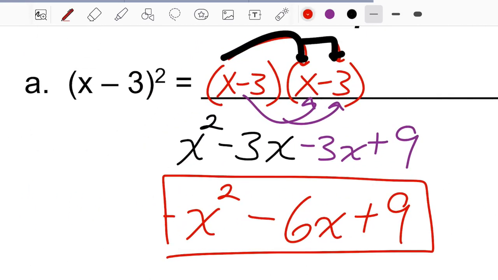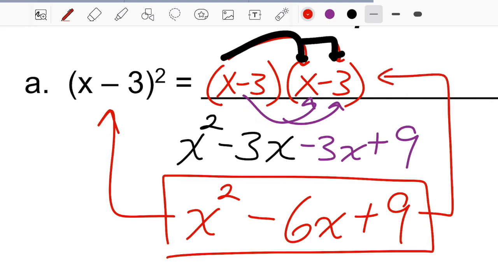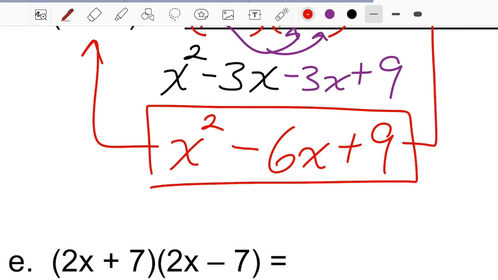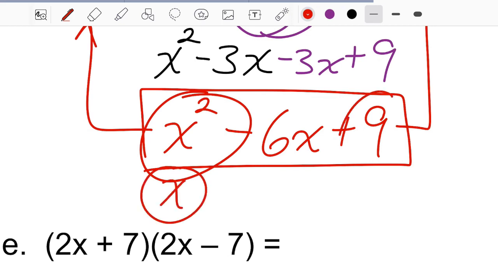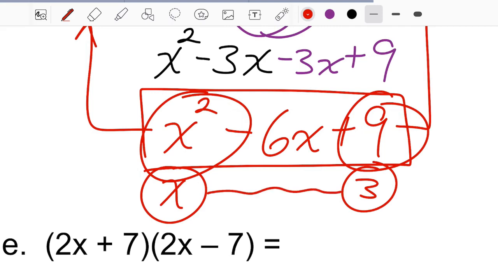Same thing over here. X squared minus 6x plus 9 can turn back into these factors. That's because it's perfect. In a way, the x squared, it came from an x. The 9, it came from a 3. And you see how 3 and x can help us to eventually arrive at this negative 6x.